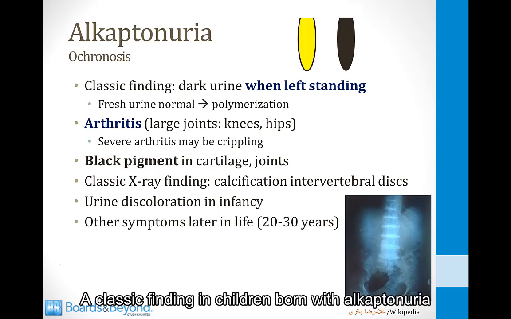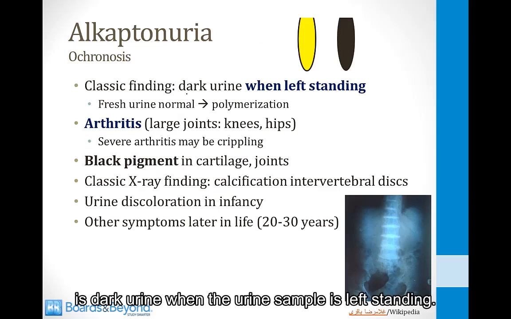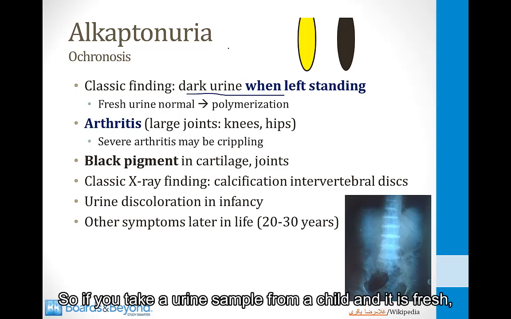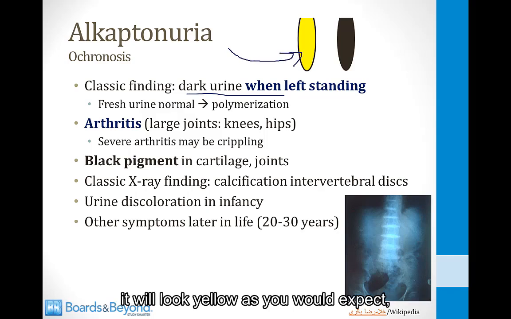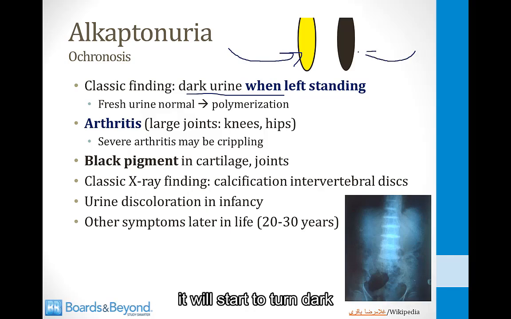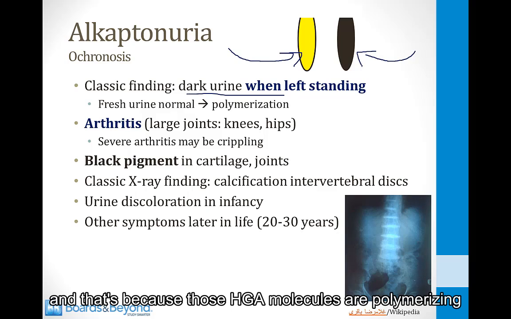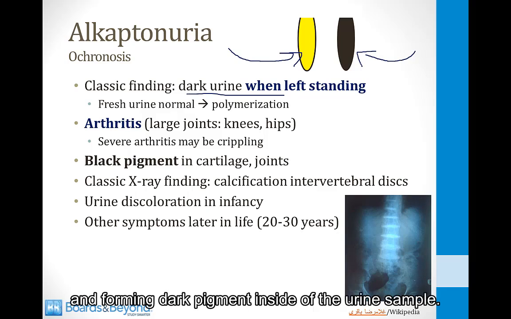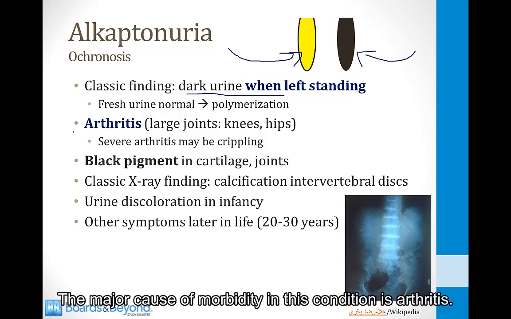A classic finding in children born with alkaptonuria is dark urine when the urine sample is left standing. So if you take a urine sample from a child and it is fresh, it will look yellow as you would expect, but after the sample has been left standing for a while, it will start to turn dark, and that's because those HGA molecules are polymerizing and forming dark pigment inside of the urine sample. The major cause of morbidity in this condition is arthritis.